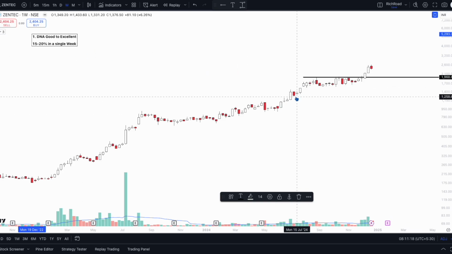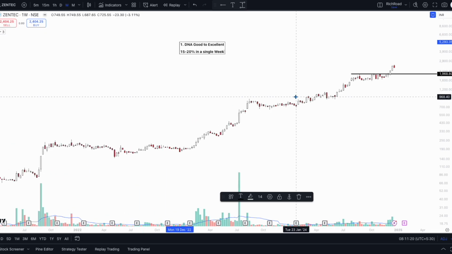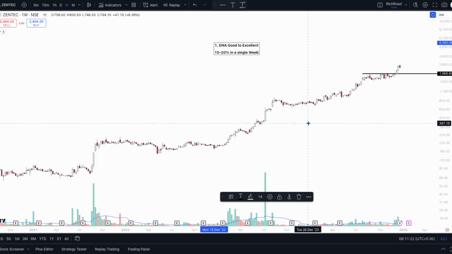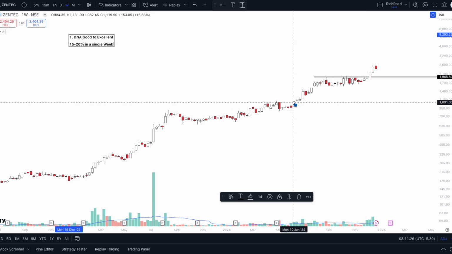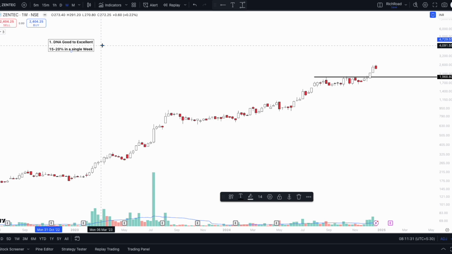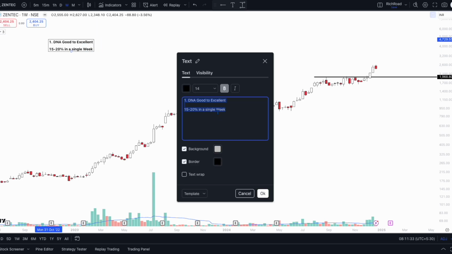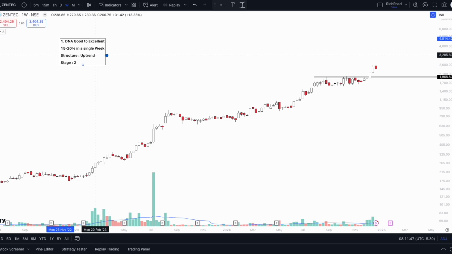But do keep in mind the context of how things are happening, where they are happening, right? This is different, and this will be different than these. Okay, so these are the important points. And when we talk about the structure here, it's an uptrend. And when I talk about stage two, that's given, right? If I plug in the moving averages, that will be pretty evident.